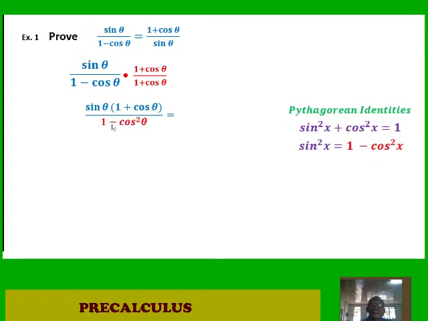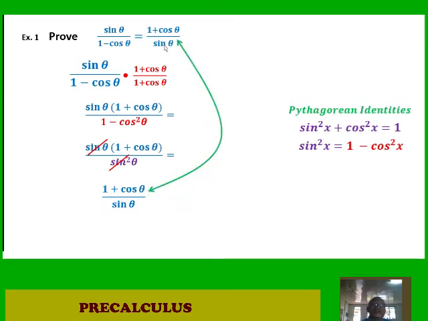So this has the same form. So we can substitute 1 minus cosine squared theta by sine squared theta. Okay? Cancelling out the common factor on both numerator and denominator, we are left with 1 plus cosine theta over sine theta, which is the same as our right side. Okay, next example.